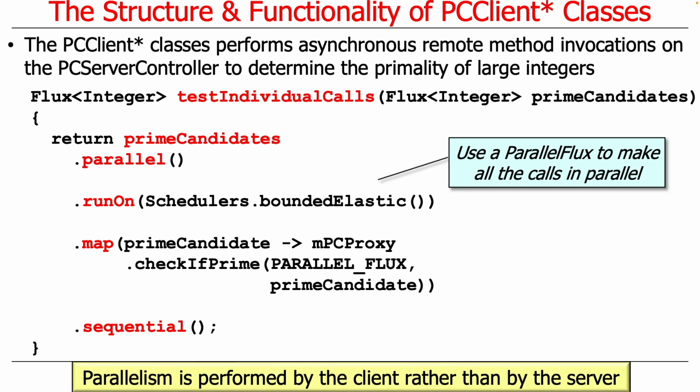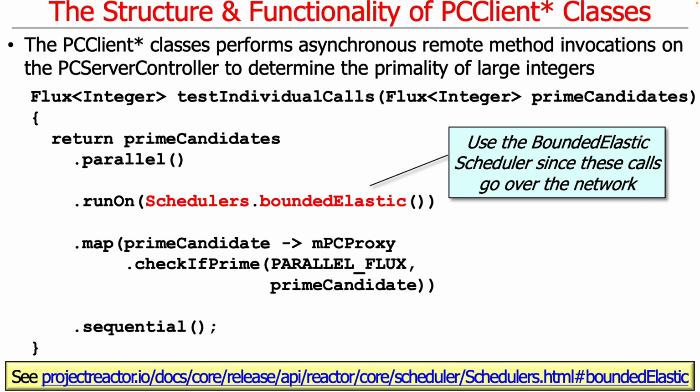So the server is not processing the prime checking in parallel, but many calls that come in will run in parallel. We use a bounded elastic scheduler for this case. The reason we do that, and we don't use the parallel scheduler, is the parallel scheduler only handles CPU-intensive tasks. It doesn't handle I/O-intensive tasks. And making a call to the server is an I/O call. It's going to call the network. So if you were to replace bounded elastic with parallel, this code would fail.